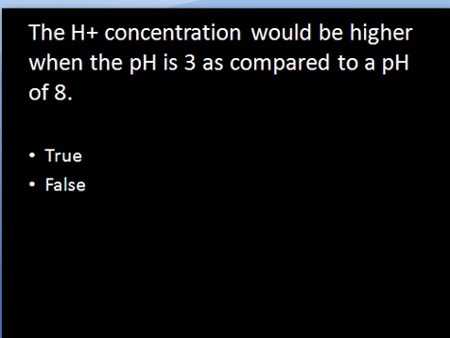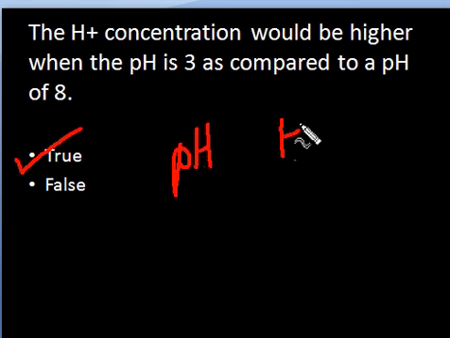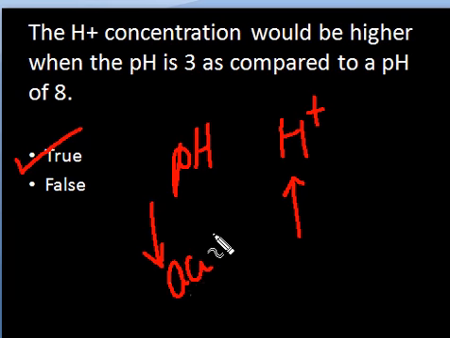The first one is on hydrogen ion concentration, and it asks you whether the concentration will be higher when the pH number is lower. And the answer to this is true, because pH is dependent on hydrogen ion concentration. The higher the hydrogen ion concentration, the lower the numerical value of the pH, which means it makes it acidic. So you can see there is an opposite relationship. The lower the numerical value, the higher the hydrogen ion concentration. So you must be very careful when you answer these questions.